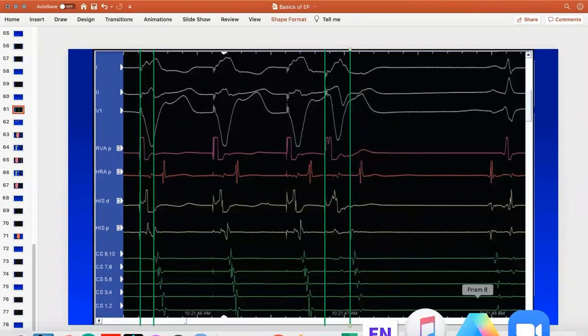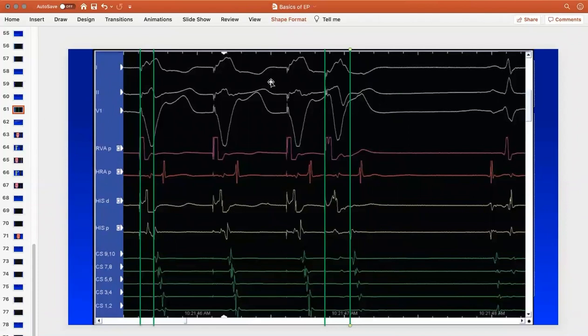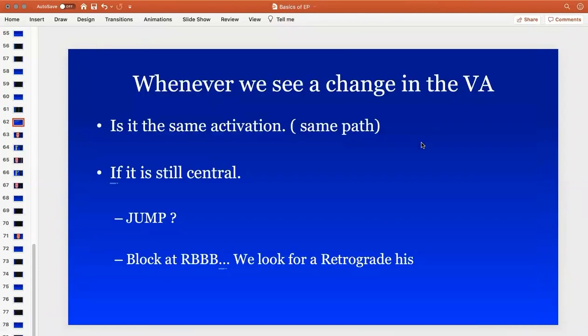Whenever we see a change in the activation with the extra stimulus, the question we want to ask ourselves is: in this case we thought the activation is still central, so is it a jump? We know that when we pace from the A, we could jump from a fast pathway to a slow pathway. This could also happen when you pace from the V, it's the same two routes. Are you actually going from a fast to a slow, or has something else happened?